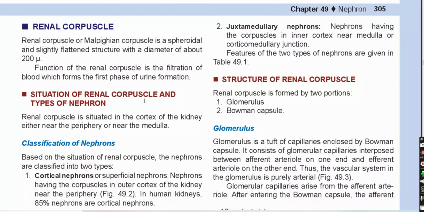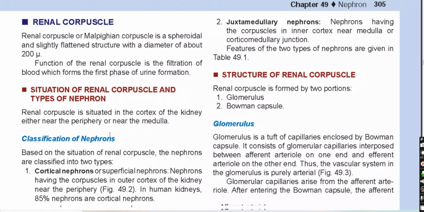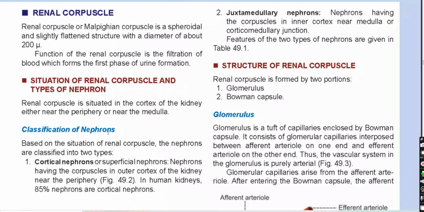Now, the situation of the renal corpuscle and types of nephron. The renal corpuscle is situated in the cortex, that is the outer part of the kidney, near the periphery and near the medulla. According to these positions, nephrons are classified into two types. One is the cortical nephron, another is the juxtamedullary nephron.